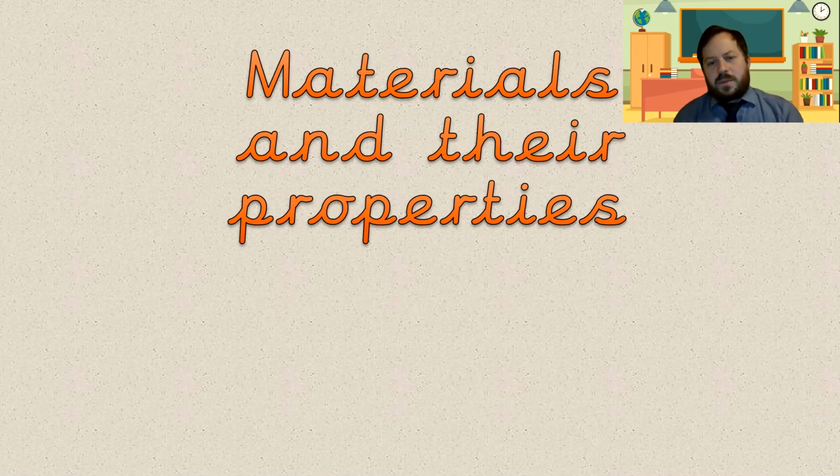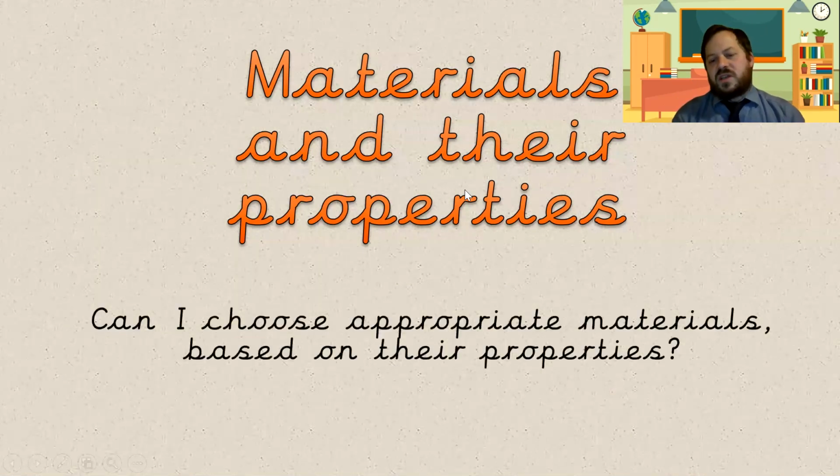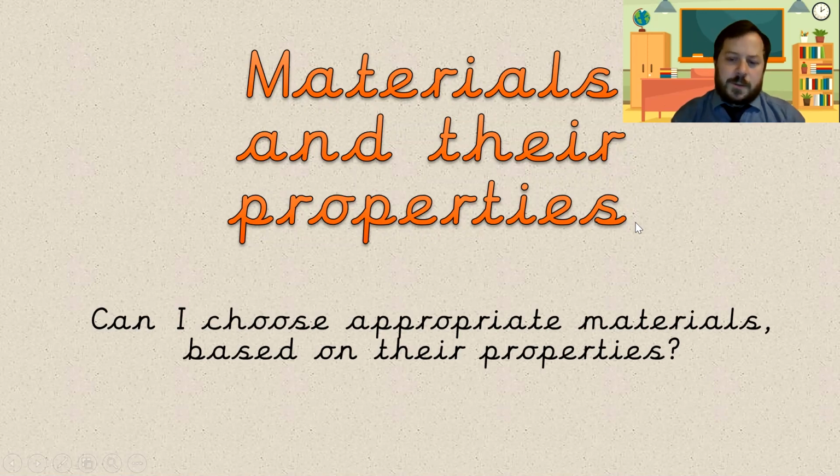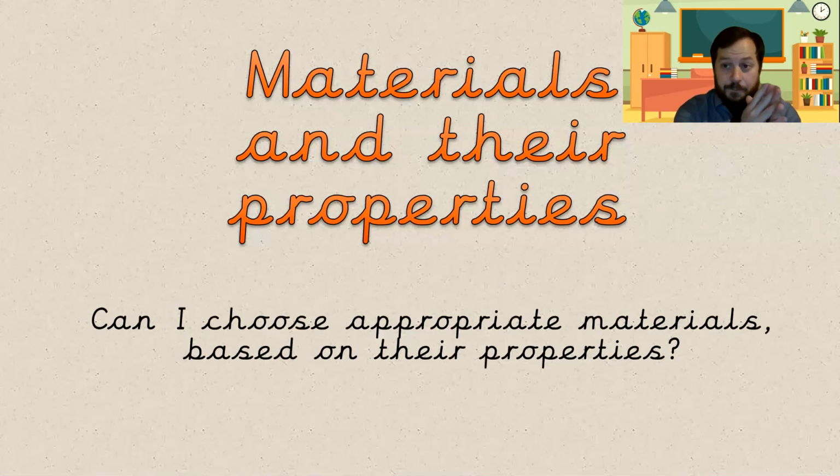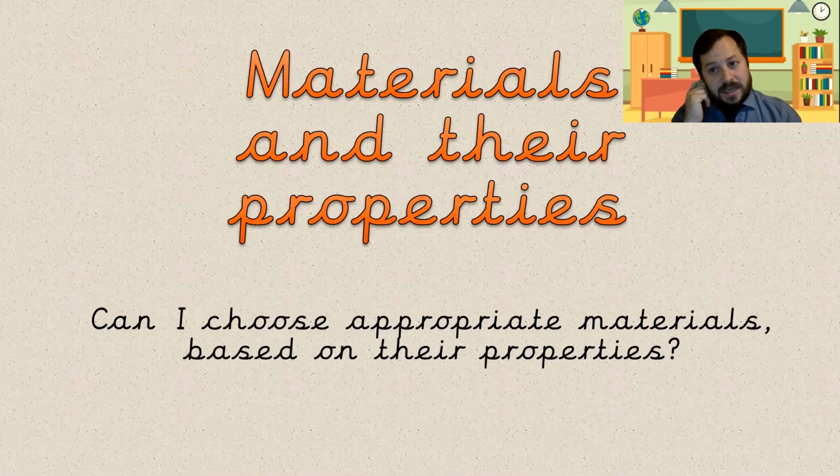So we're going to continue to think about materials and their properties, but today we're going to try and use some of the knowledge that we've gained from science and some of the knowledge we've gained from history together. So what we're going to do is see if we can choose appropriate materials based on their properties. Thinking back to what we've done before, thinking about the properties that we've looked at and those that we've mentioned, and seeing if we can use those ideas to help choose a material for good reasons.